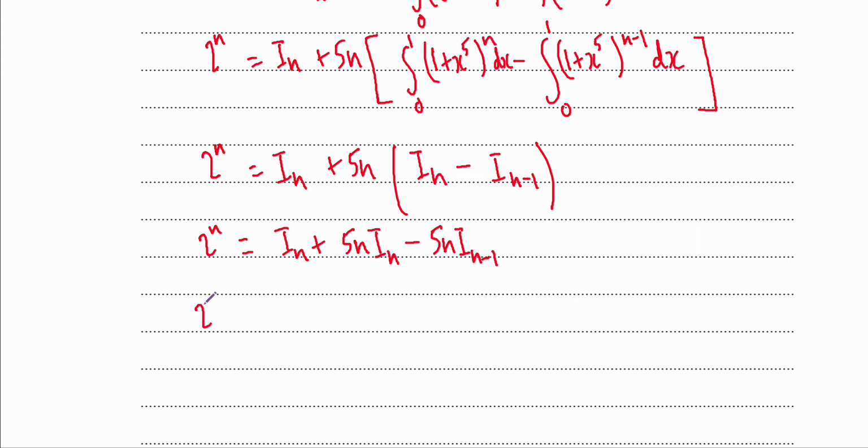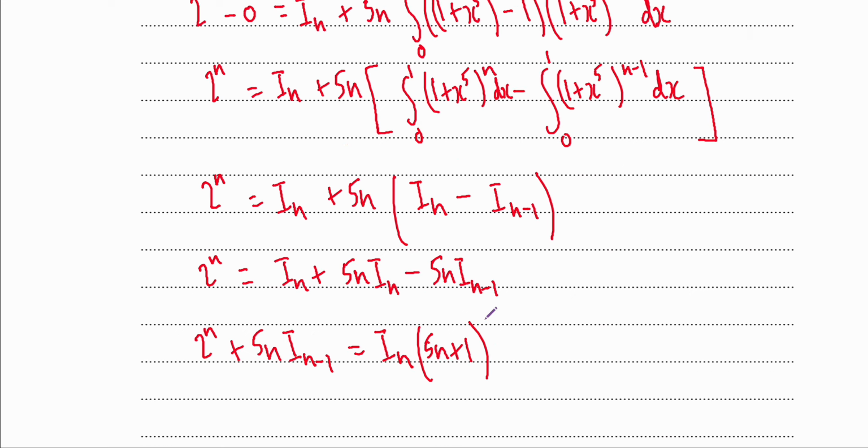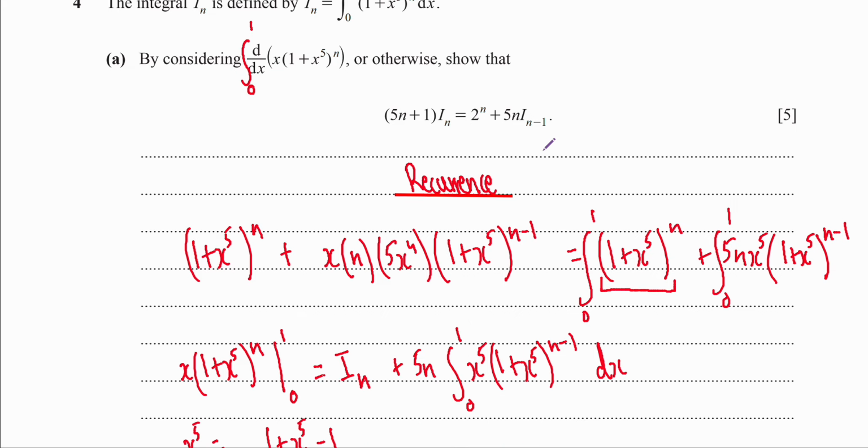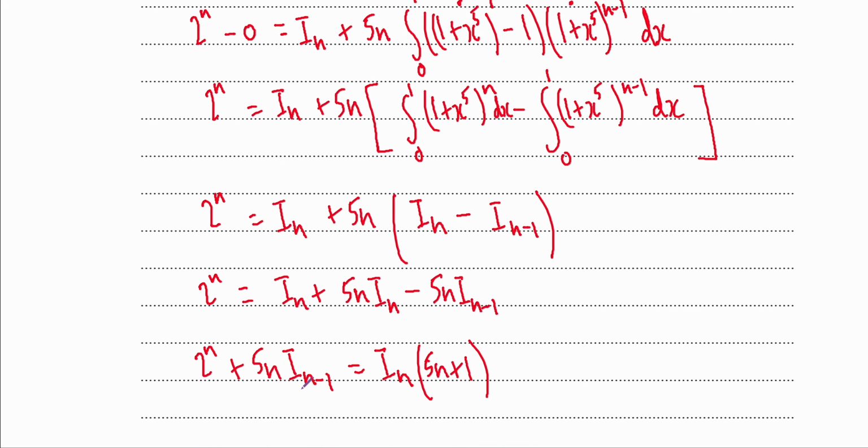So now I'm left with 2 to the power n plus 5n times In minus 1 is equal to, and now I can factorize this. I have In as the common factor, and then I have 5n plus 1. And that's it. That's exactly what I wanted to do. I wanted to show that (5n plus 1) times In is equal to 2 to the power n plus 5n times In minus 1. And that's exactly what we got.